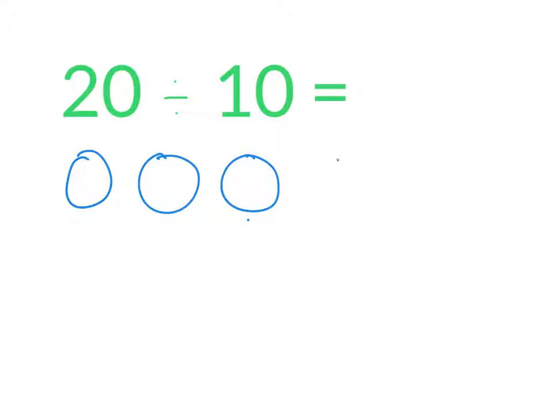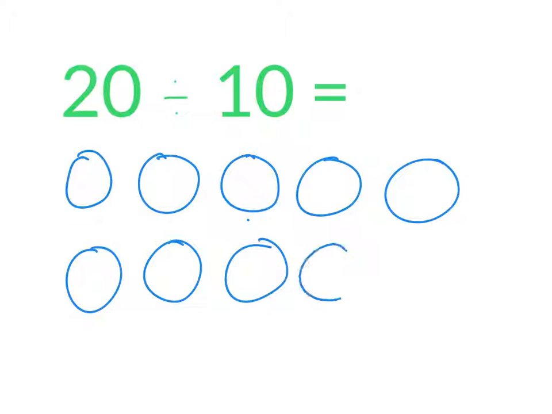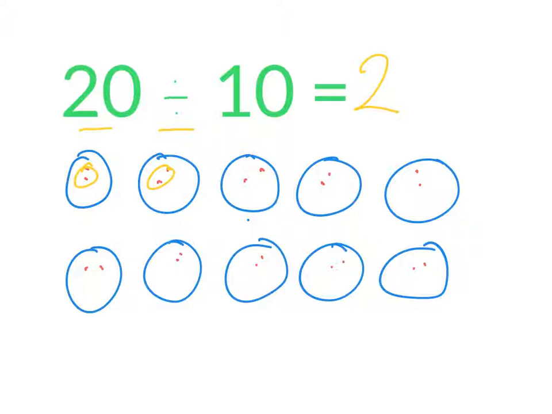1, 2, 3, 4, 5. 1, 2, 3, 4, 5. And I'm going to share them 1, 2, 3, 4, 5, 6, 7, 8, 9, 10, and spread them out evenly. 11, 12, 13, 14, 15, 16, 17, 18, 19, 20. So I can see that there is 2 in each group. So 20 shared or divided by 10 would mean they would get 2 each.